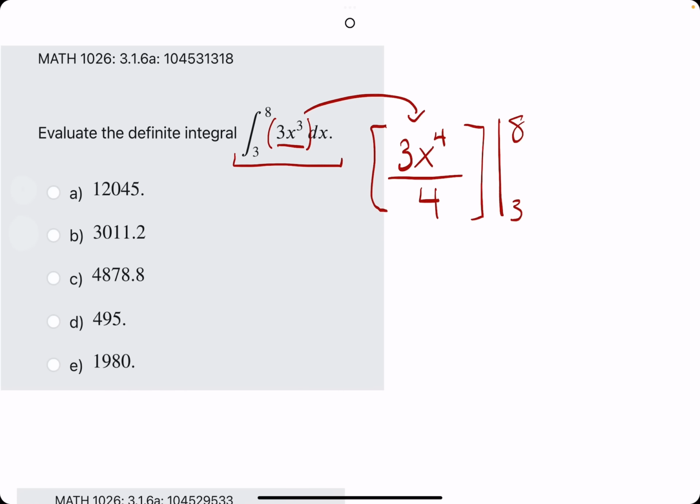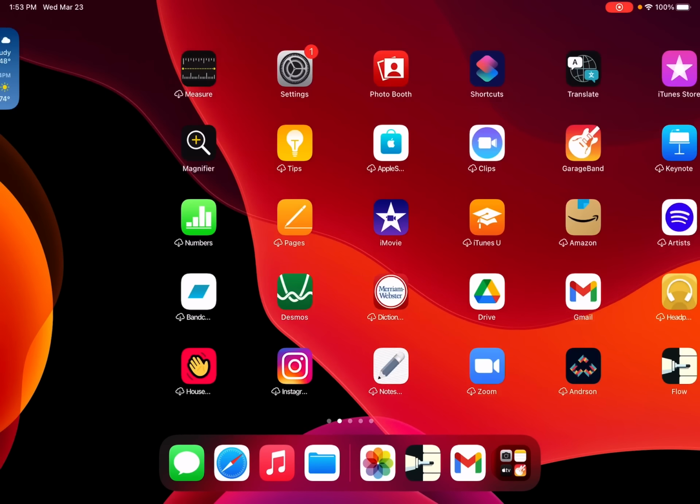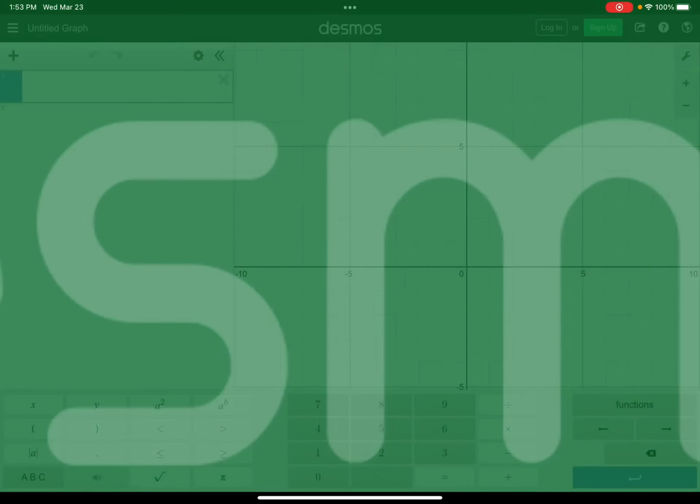And so what this means is we're going to plug in 8, the upper bound, first. Then we'll plug in the lower bound, and then we'll find the difference between the two. So starting off, plugging in 8. Then we'll plug in 3. And then we will subtract them. So let's go ahead and just open Desmos and plug this in there.